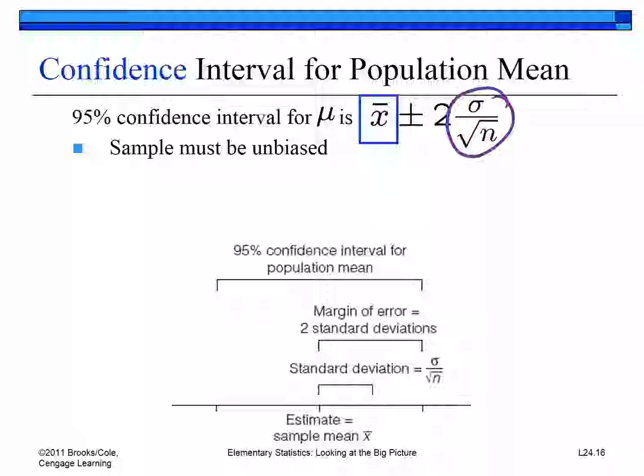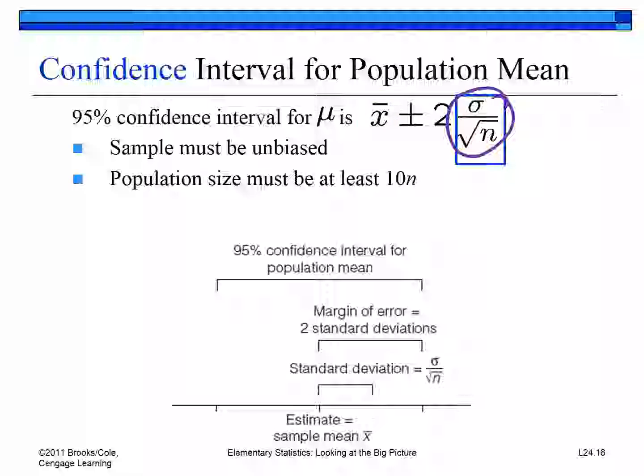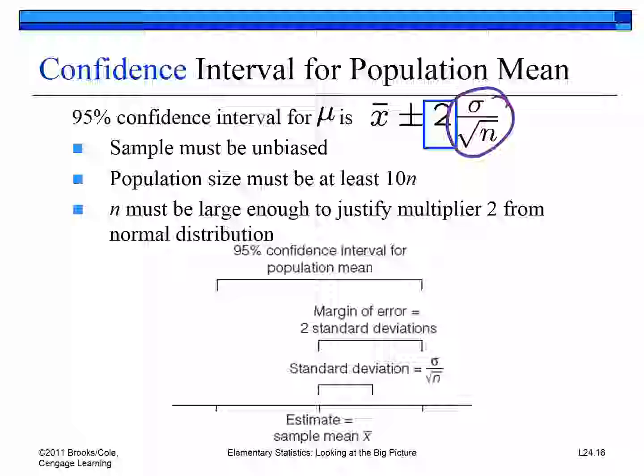The sample must be unbiased in order for x bar to be an accurate guess for mu. The population size has to be at least 10 times the sample size in order for the sample selection process to be approximately independent. And n has to be big enough to justify using the 2. That is, n has to be large enough for the sample means to be distributed normally.